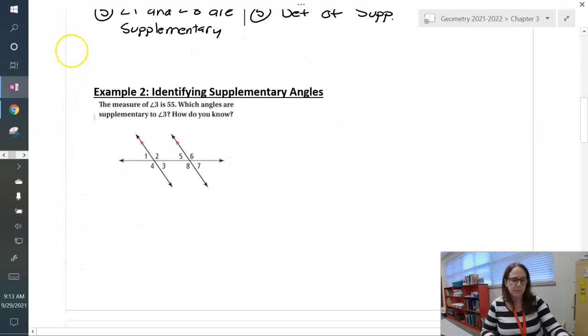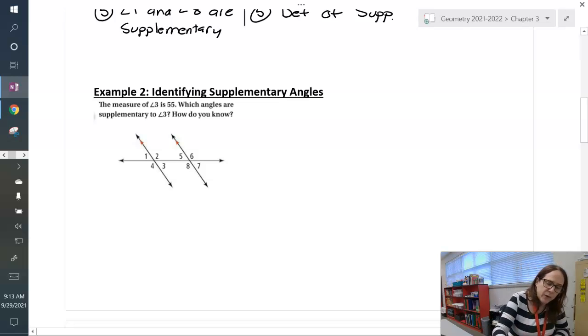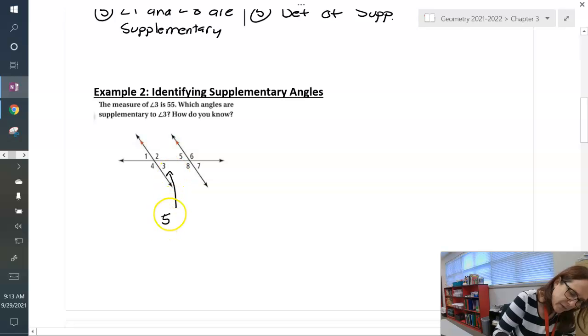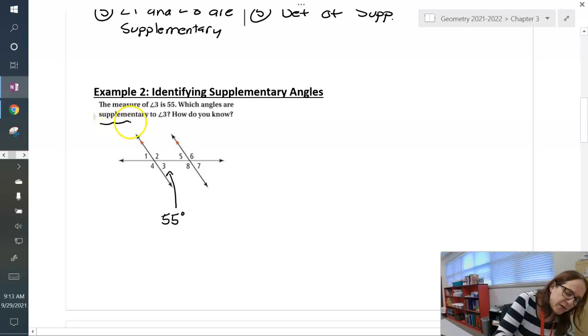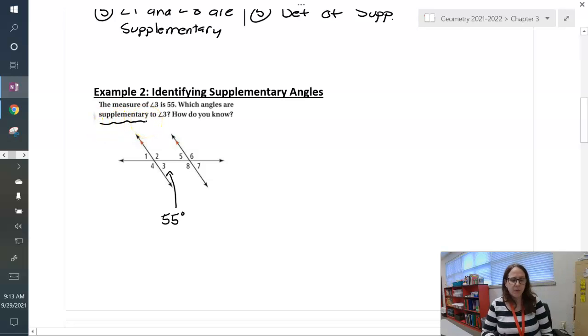All right, the next one. We're going to look through this figure. Again, we have two parallel lines. We have a transversal. This time the lines are diagonal and the transversal is horizontal. And it says measure of angle 3 is 55 degrees. So I'm just going to mark that. That's 55 degrees. And then it says which angles are supplementary to angle 3. And how do you know?